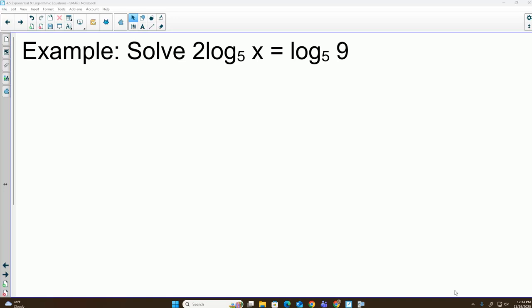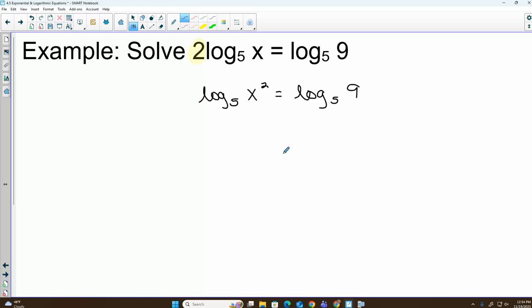So, yesterday our strategy was to add a log and then use our properties of logs, right? The log's already there, so we are going to try to work backwards. If I'm looking at this, what would we do with this 2? Oh, be an exponent. So that's log base 5 of x squared equals log base 5 of 9. What do you think we could do right now?